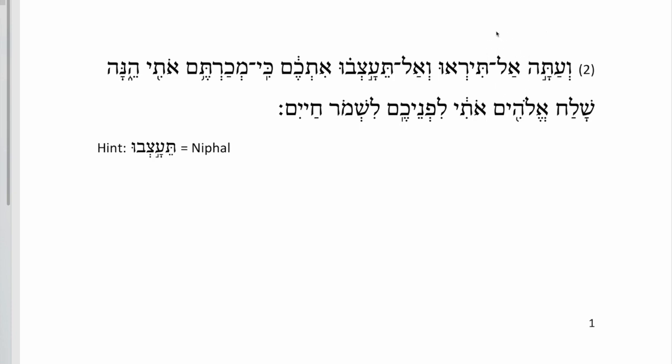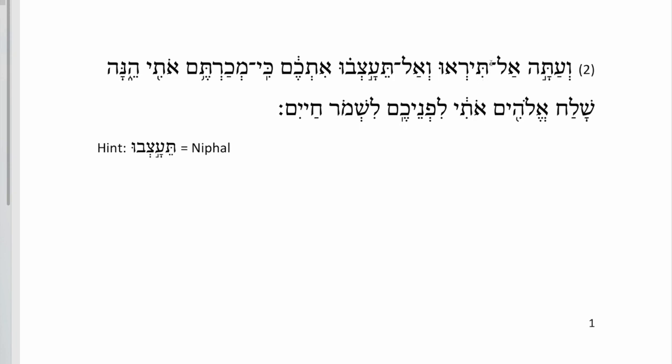Al, this looks like the preposition to, but the preposition to has an E-class vowel underneath it, so el. But it's not el, it's al. This is a patach, and this is one of the two ways in Hebrew you can say not or no. Lo means not, and al means do not. Lo means never, never, never. Al means don't do this thing right now. So al tira'u. So don't right now, and then tira'u.